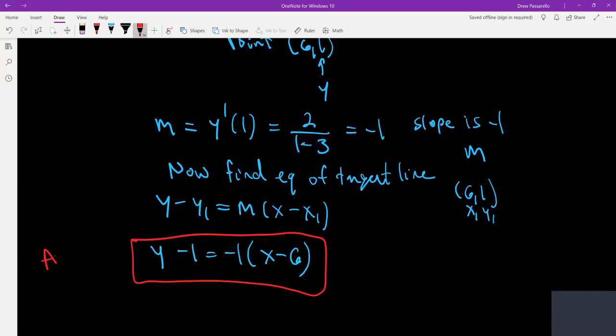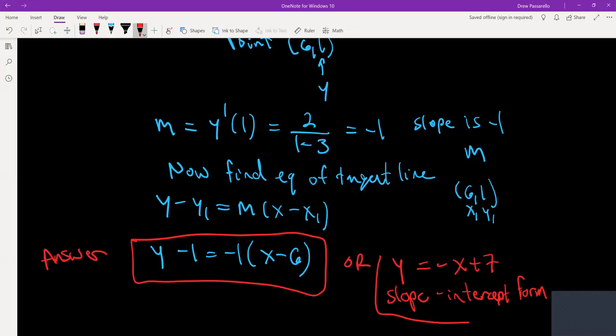So that's going to be our answer. Or if you wanted to put it in slope intercept form, that will become y equals negative x plus 7. Right, this is slope intercept form. So whichever one you want to go with.